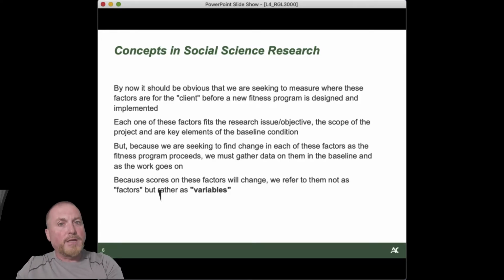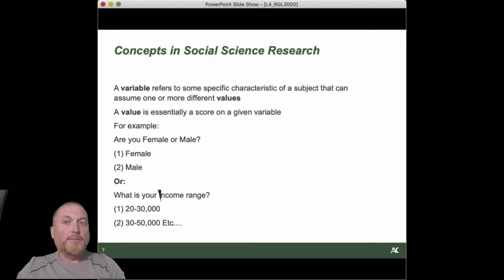because responses on them can vary. For example, if 3 people walked into my office and wanted to be in the same training program, they would each likely have different values on those factors, depending upon how well they reacted to the training program. The same thing applies to a regulation, okay? So we are seeking to measure those factors to determine whether we're having the desired change, okay? And because scores on these factors will change and vary, we call them variables, right?